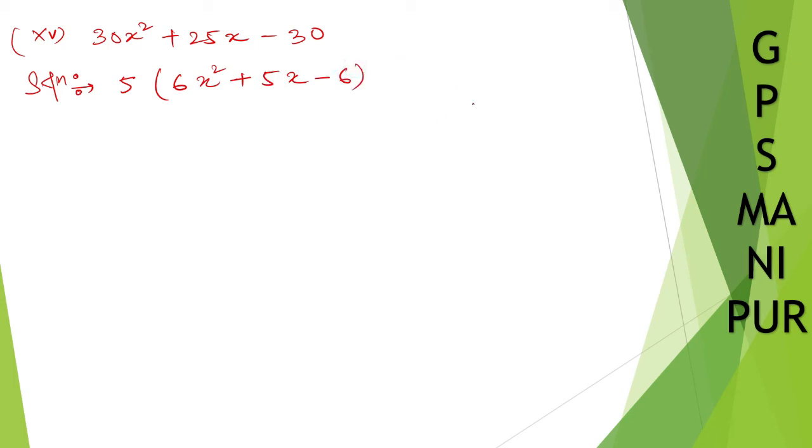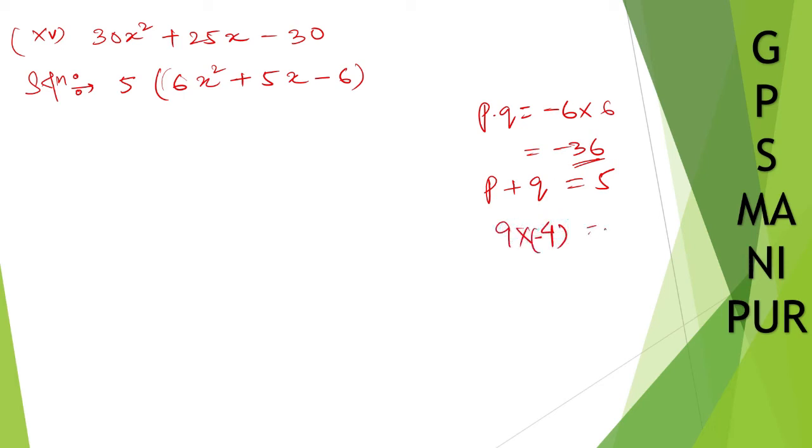Any two numbers p and q such that p into q is equal to minus 6 times 6, so 6 times 6 is 36, and if you add the two numbers, you get 5. So find out those numbers. 9 times 3 is 27, 9 times 4 is 36. So 9 into minus 4 is minus 36, and 9 minus 4 is 5. So 9 and minus 4 are p and q.